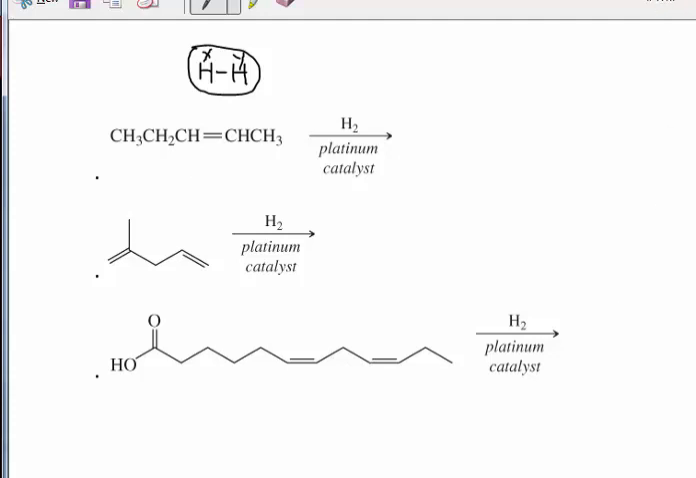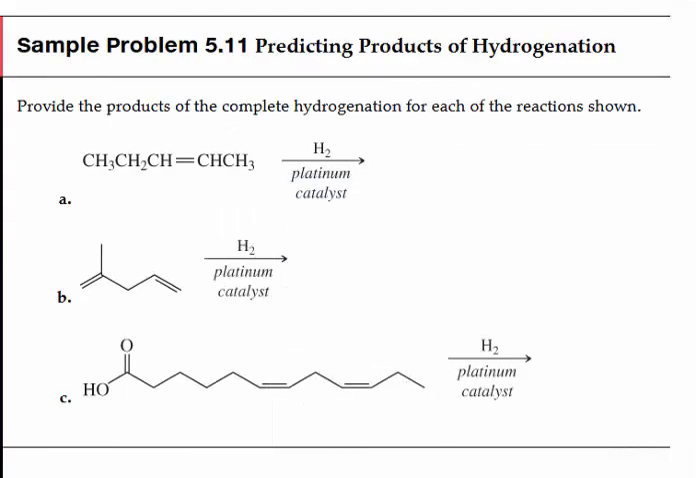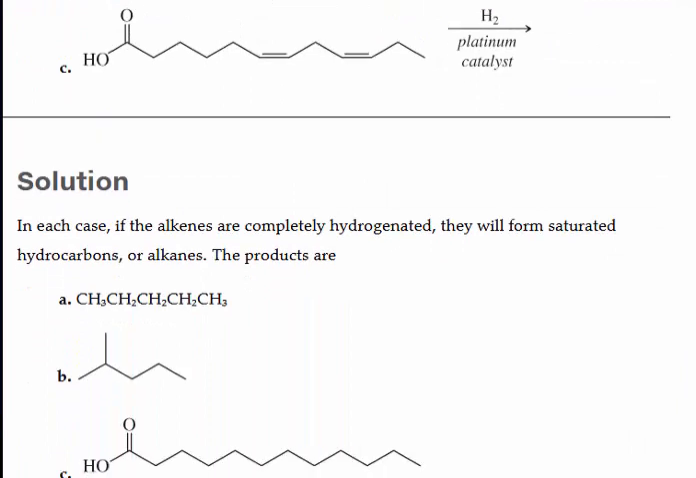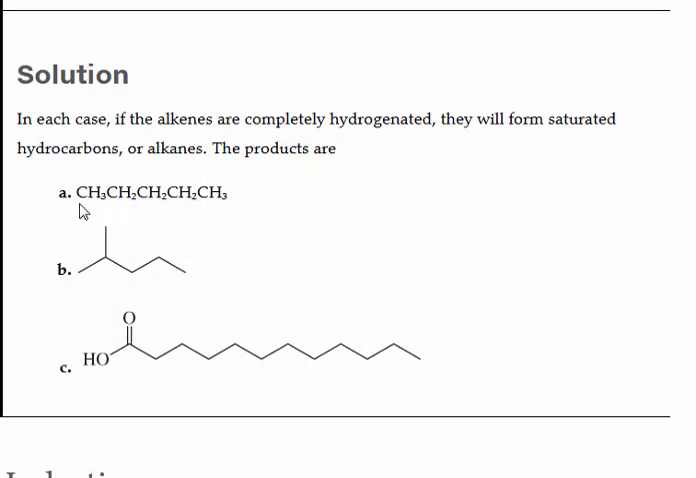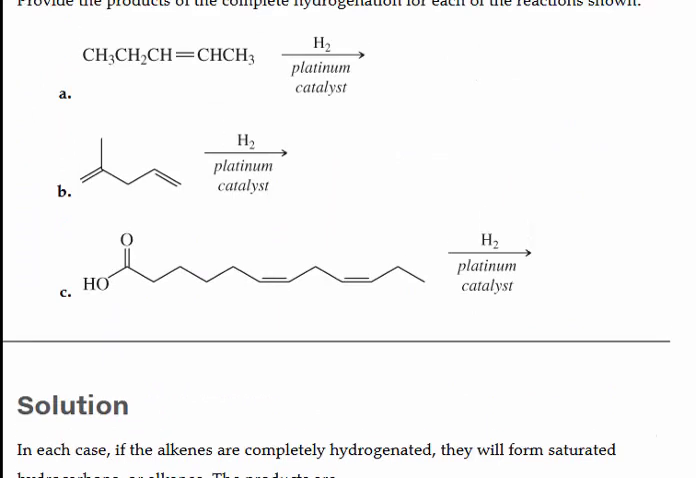As we look at the examples, in the first example there are 1, 2, 3, 4, 5 carbon atoms, and when we hydrogenate that double bond, it'll just become a single bond. So the number of carbon atoms stays the same, 1, 2, 3, 4, 5, but each carbon now has the maximum number of hydrogens.